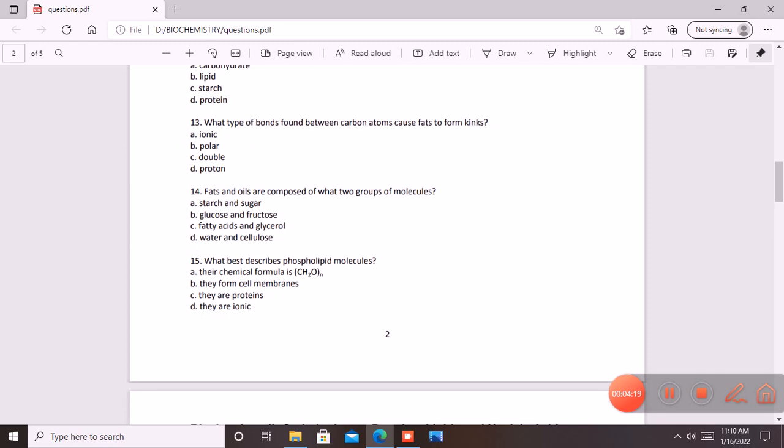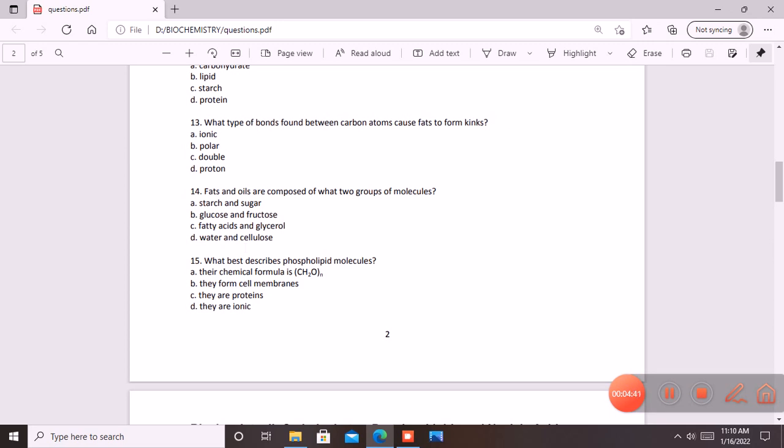Question 13 says, what type of bond found between carbon atoms can cause fat to form kinks? The double bonds found in carbon enable it to form kinks, as in winding. So double bonds in carbon enable fat to form kinks.